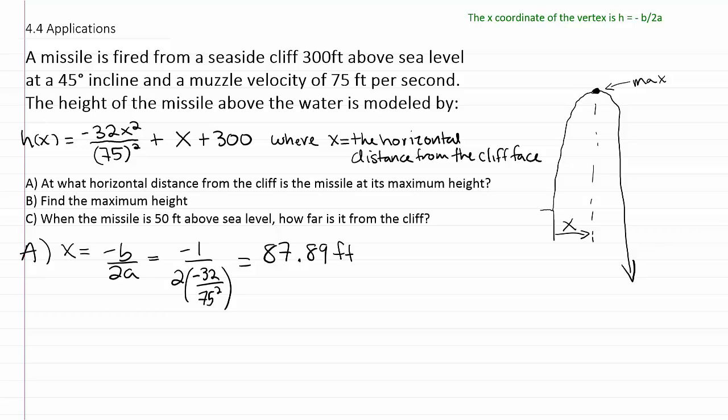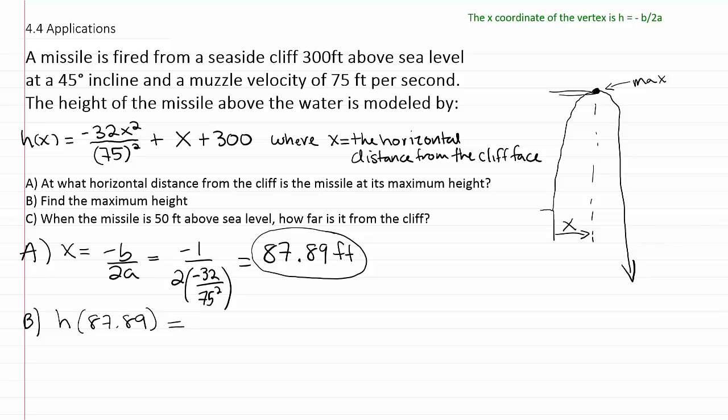Let's look at part B then. For part B, they say find the maximum height. Well, remember that this is the x-coordinate of the vertex. The max height corresponds to the y-coordinate of the vertex. So how high is this point, basically, this is what we're asking. So we just plug that into the function. We basically need to do h of 87.89, and that'll give us the answer.